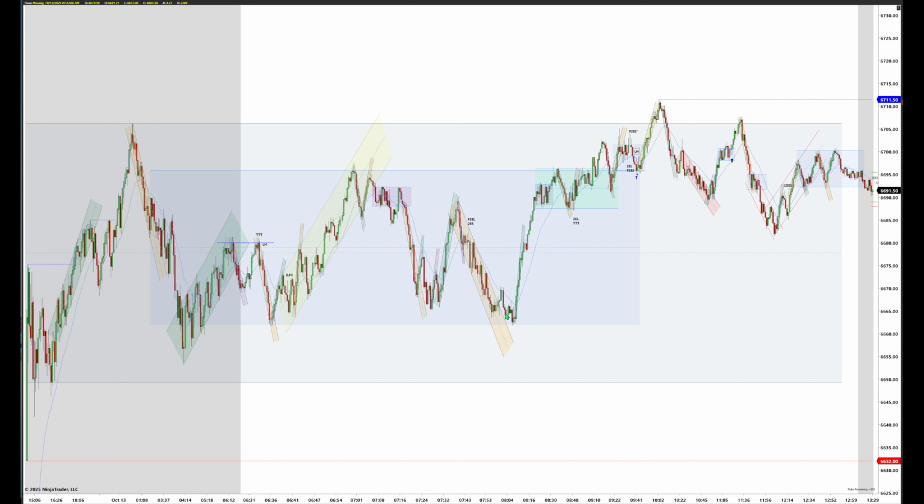October 13, 2025. This is the S&P 500 E-mini futures on the 2000 tick chart using NinjaTrader 8. There's no economic data today that came out to really move the market. Overall, I would say the high and the low technically is about almost 80 points, but most of the price action happened in this region, which is about 40 points.